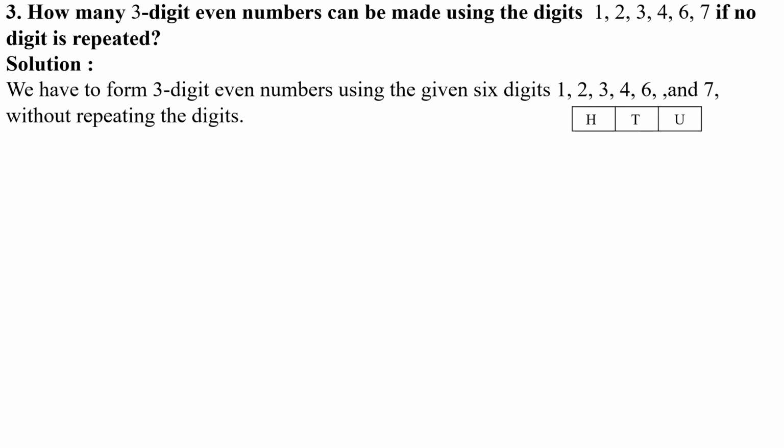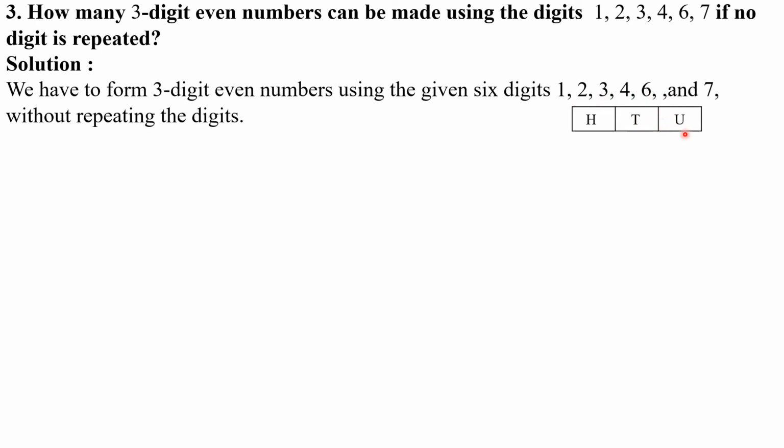So what is the question here? We have to write an even number. What is meant by an even number? A number ending with 0, 2, 4, 6 or 8. Any one of these digits should be in the units place. So in the given digits, what are the even digits? 2, 4, 6. These 3 are the only even digits.